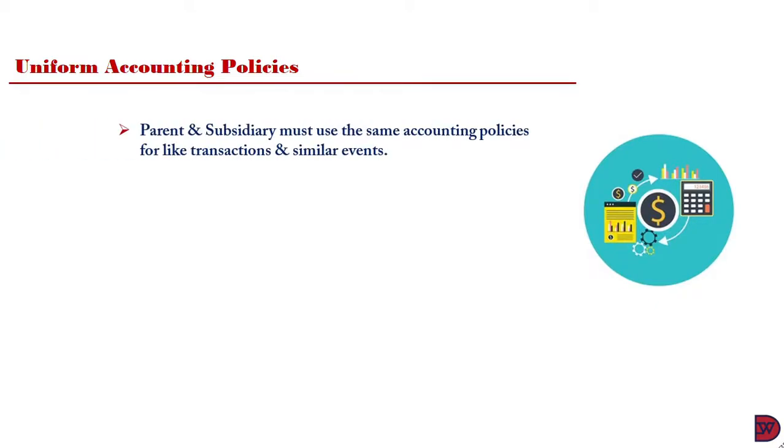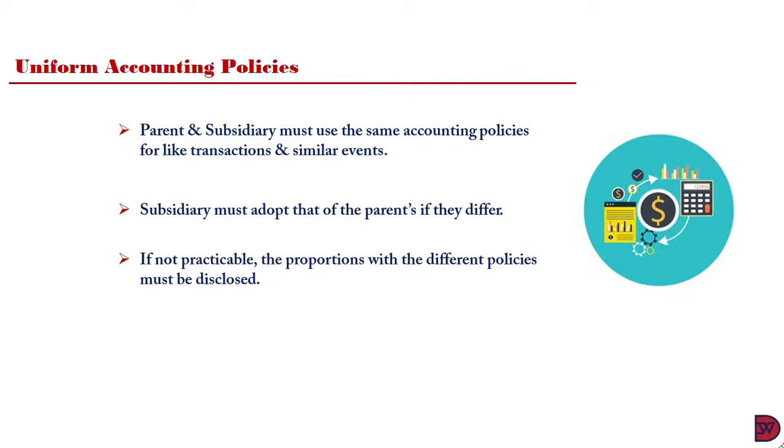Let's look at uniform accounting policies. The consolidated statement of financial position should be prepared using uniform accounting policies for like transactions and other events in similar circumstances. If the policies differ, the subsidiary must adopt that of the parent to prepare the consolidated statement of financial position. If it is impracticable, there must be a disclosure together with the proportion of the items in the consolidated statement of financial position to which different accounting policies have been applied.